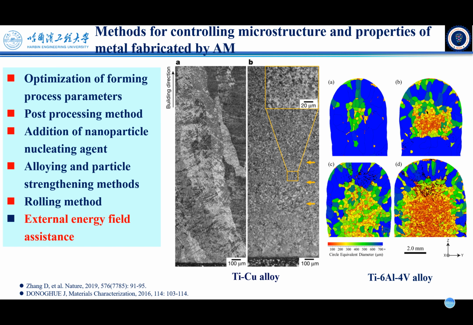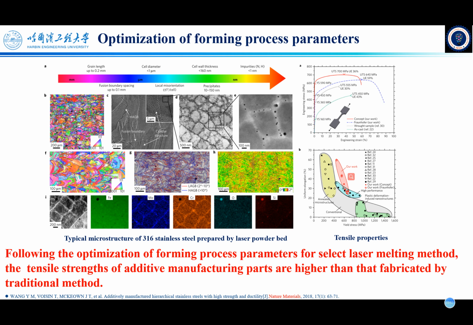Up to now, there are many methods to try to solve the problems which always occur in the additive manufacturing process. They are optimization of forming process parameters, post-processing methods, alloying and particle strengthening methods, rolling methods, and external energy field assistance. The direct method is the optimization of forming process parameters.